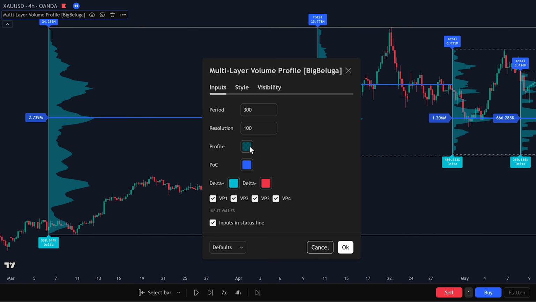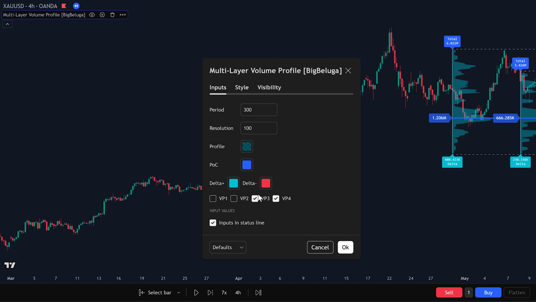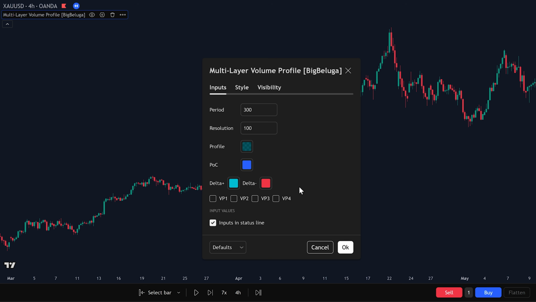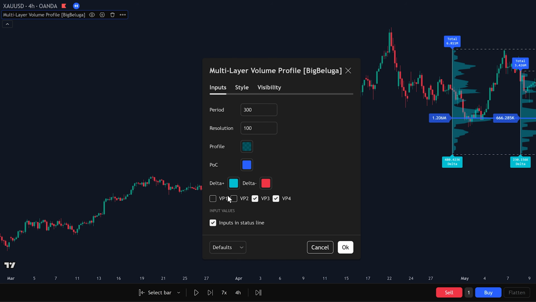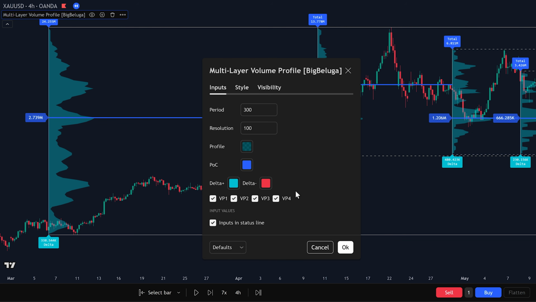These squares change nothing in the math, only the paint. Next, layer checkboxes. VP1 is the full-length profile. The others are half, quarter, and eighth length. Unticking them removes layers for a cleaner view. Ticking more boxes adds extra layers so you compare timeframes. Once done, click OK to apply the settings.